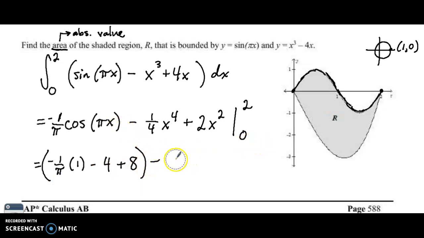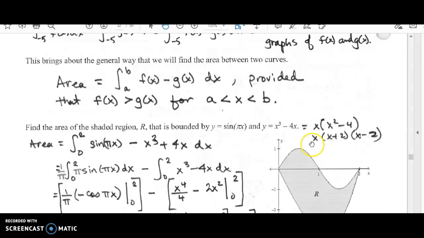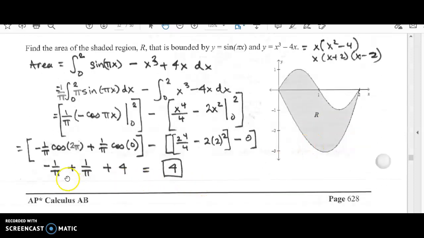Now make sure you actually plug in 0 because cosine of 0 is still 1. Now plugging in a 0 here to the 4th power is still 0. 0 here is still 0. So make sure that you do at least the cosine. And what you should notice is that these pi's will cancel. Negative 4 plus 8 will give me exactly 4 for my area. So this could definitely be a problem on a no calculator question. Not that difficult, obviously, once you get practice with it.